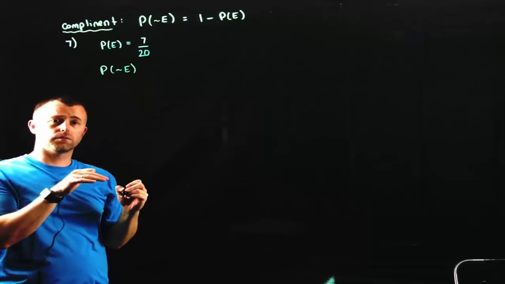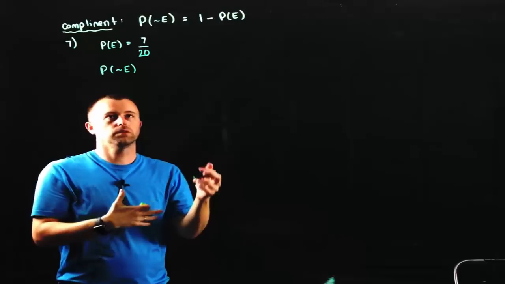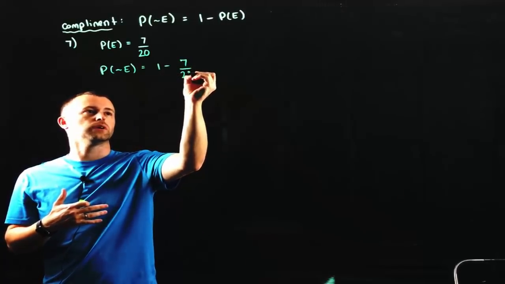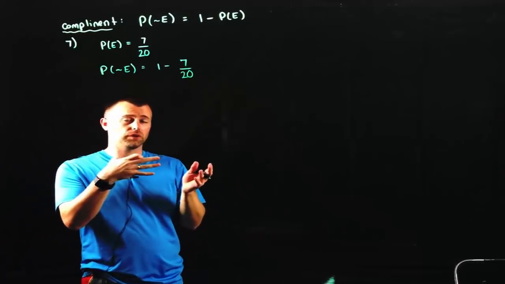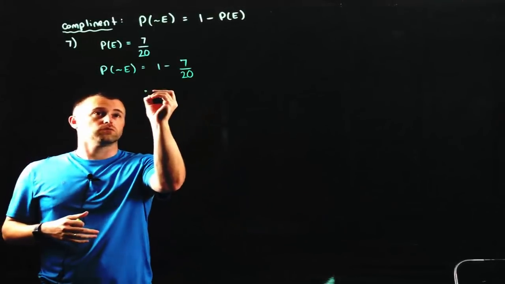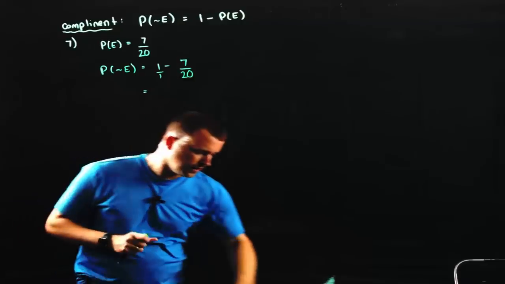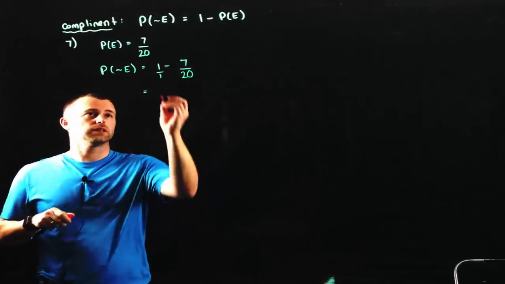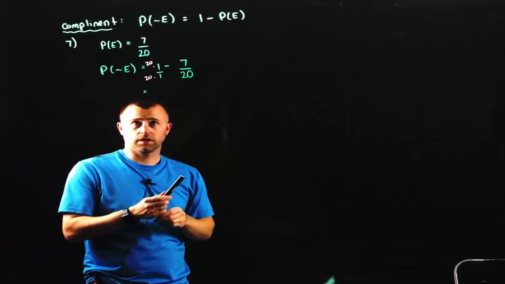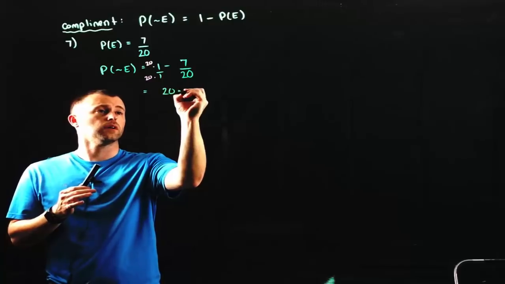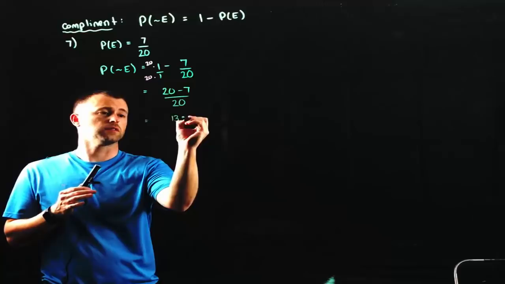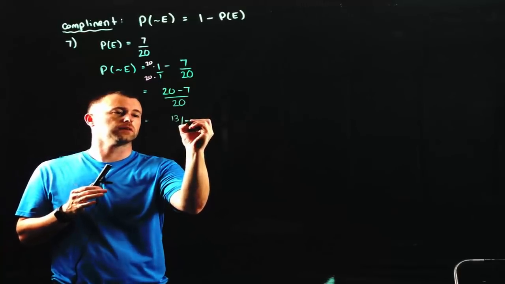so that's what we're looking at here. Well, it's going to be 1, the total. So 1 minus 7 over 20. So you take away the probability of it actually happening, and you're left with the probability of it not happening. So here I would probably write that as a fraction. That's probably the easiest way to look at this. Multiply the top and bottom by 20, and you're going to get, in this case, 20 minus 7 over 20, which is 13 over 20.